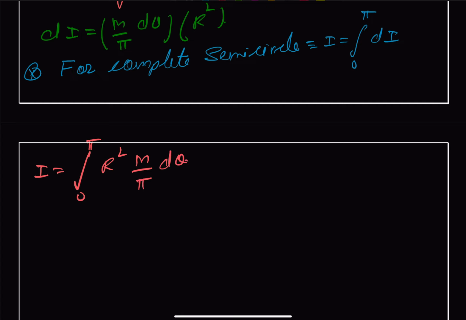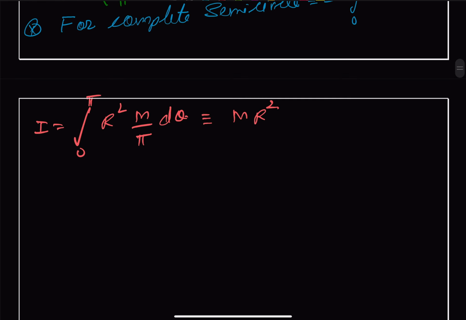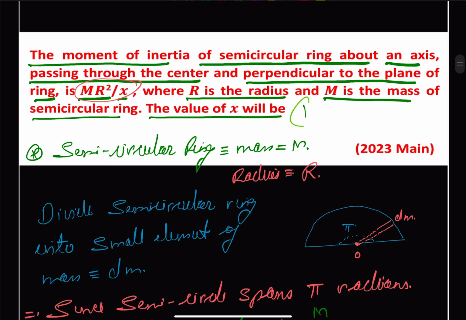and this is quite easy. We get this will be equal to our M R square, and we are given that the moment of inertia is our M R square upon x. So it means this is equal to M R square upon x. So we can just write it divided by 1. Therefore we get that the value of x is equal to 1. So value of x is 1. Next question.